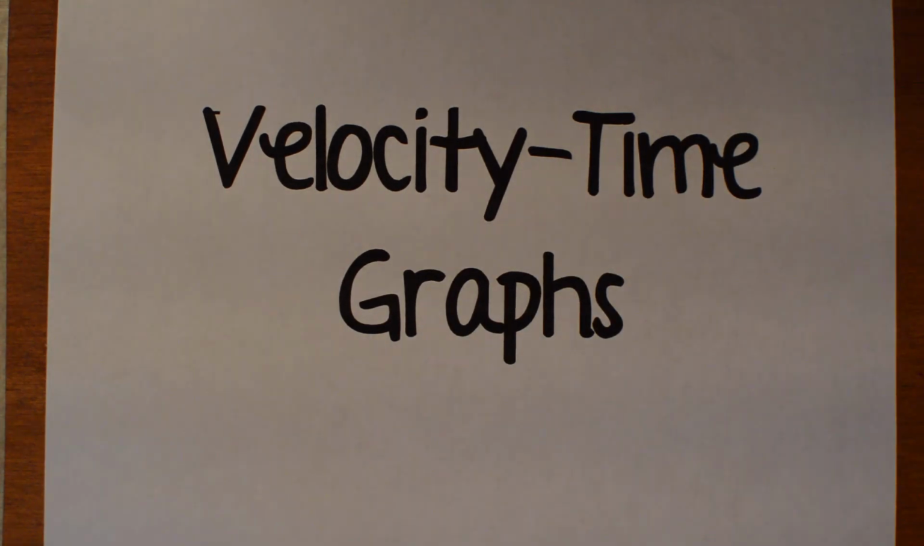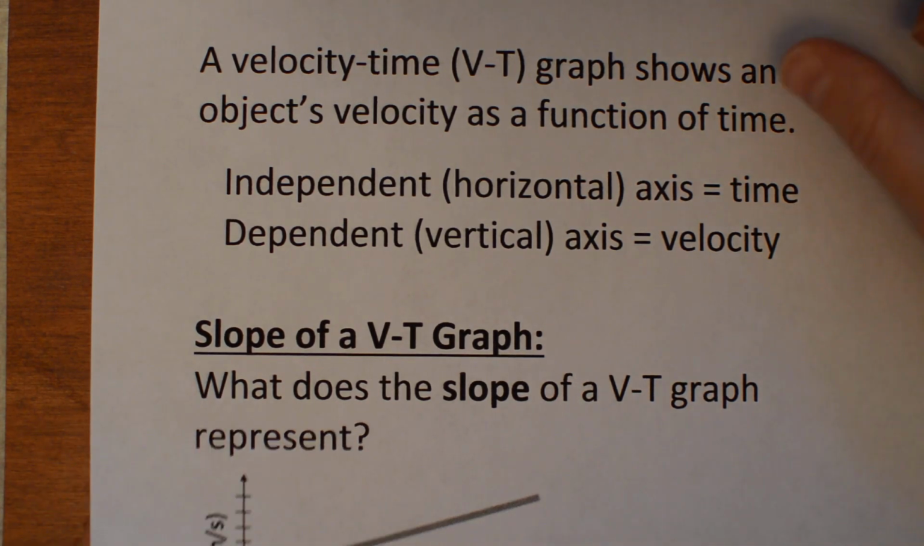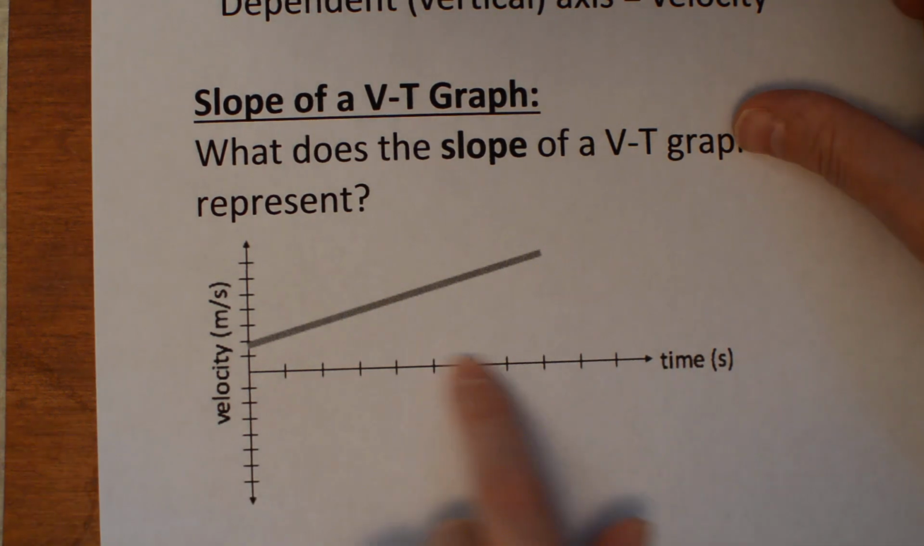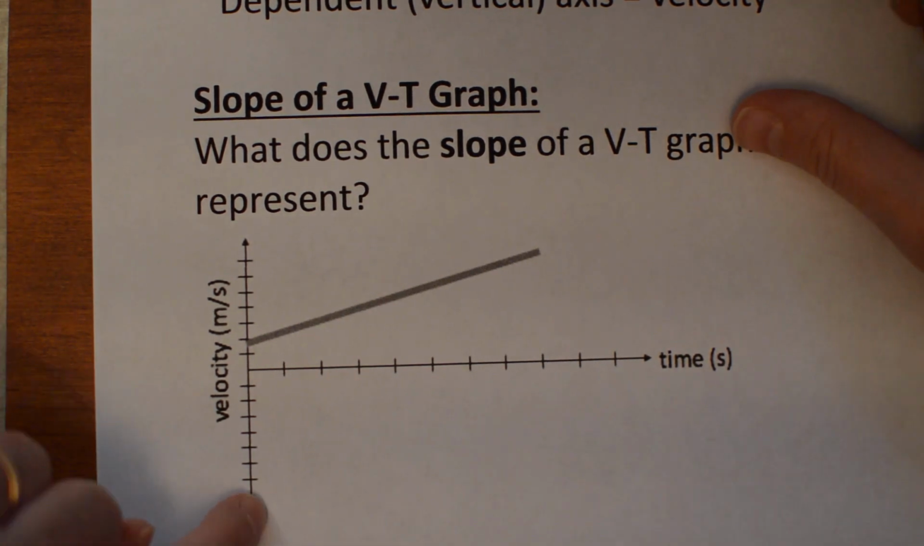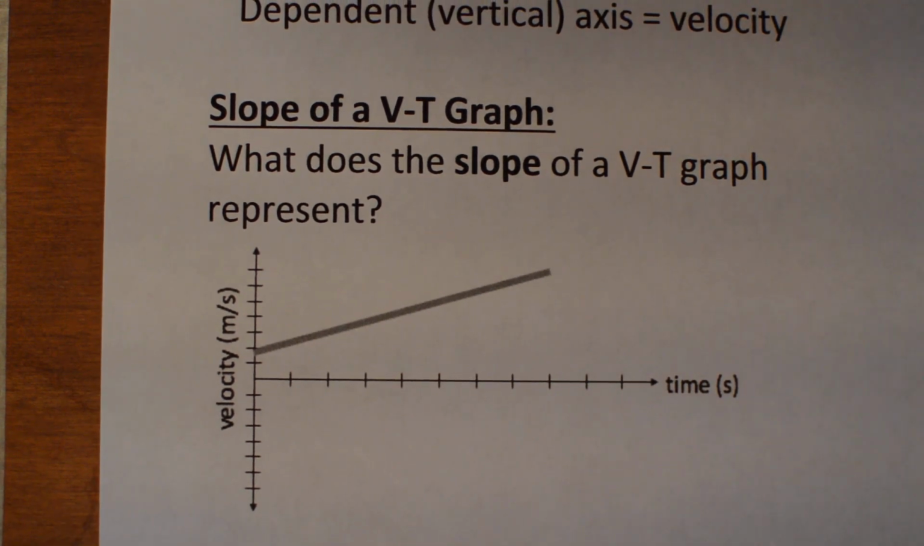So velocity time graphs are, I think, some of the trickiest graphs that we do in our kinematics graphing unit. A velocity time graph is going to show the object's velocity on the y-axis as a function of time. So the independent, horizontal axis is time going by. The thing that depends on time is velocity. The first thing we're going to look at is what does the slope of that velocity time graph represent.